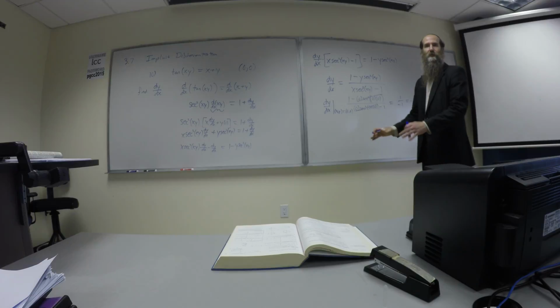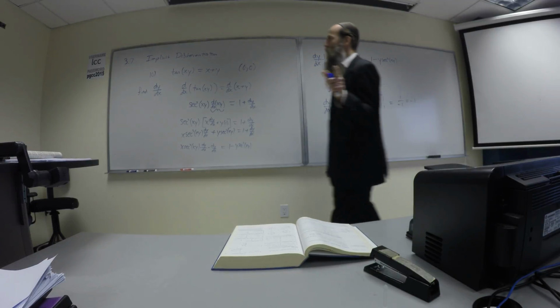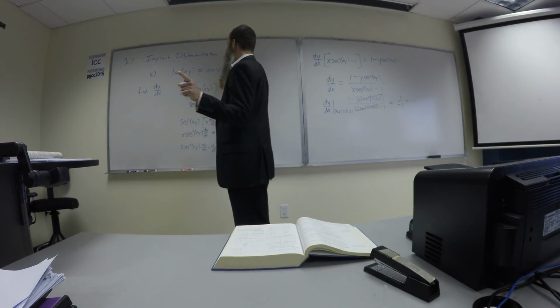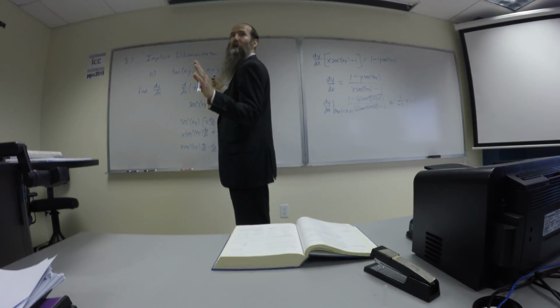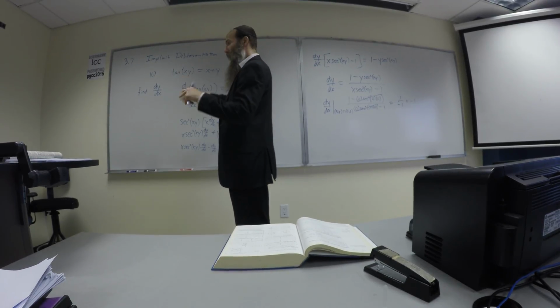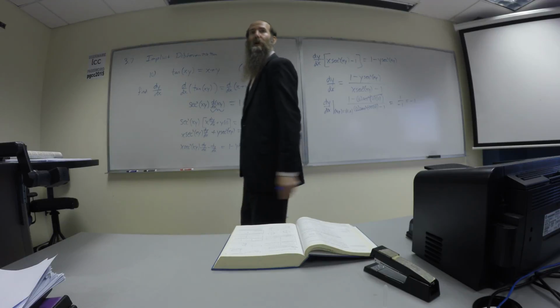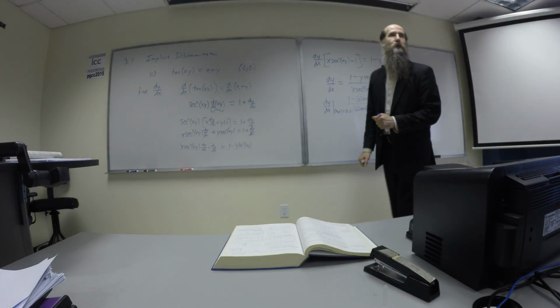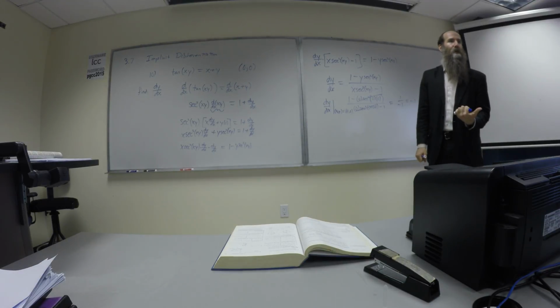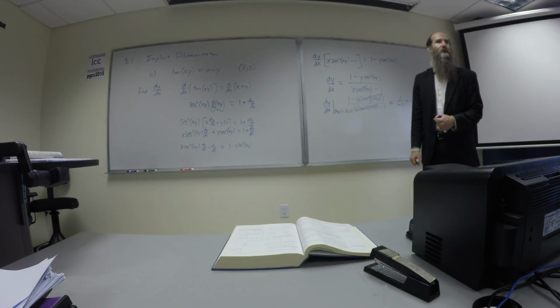How did you guys do with implicit? A little confusing? Yep. That itself is a function. Chapter 3 is confusing already. What's a function? That right there is a relation, a relationship between x and y. It maps out some curve in the plane. It's not a function. A function has only one y for every x. This could have different y's for the same x.